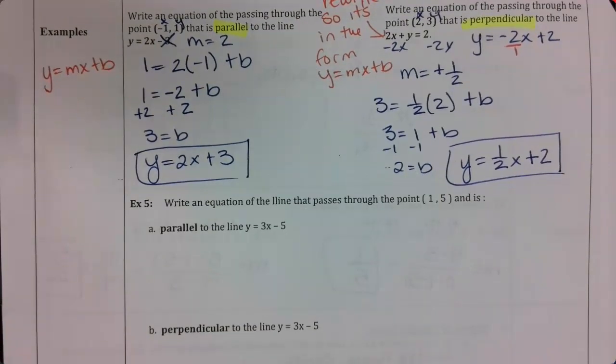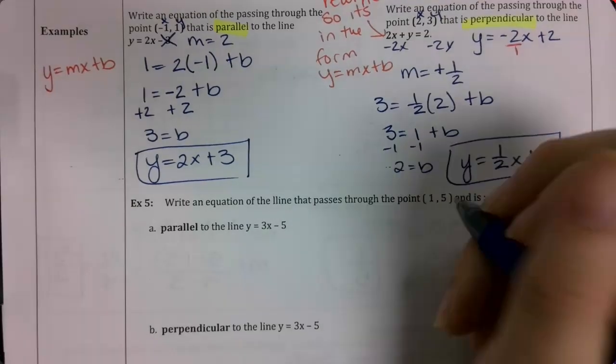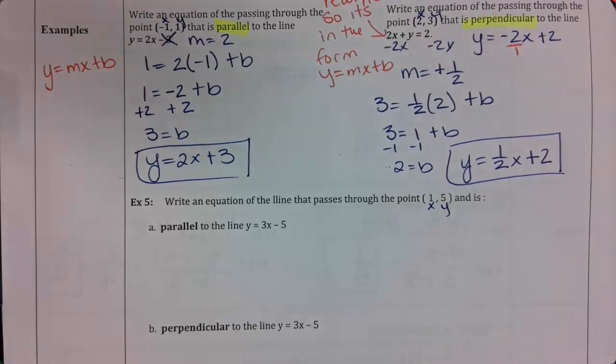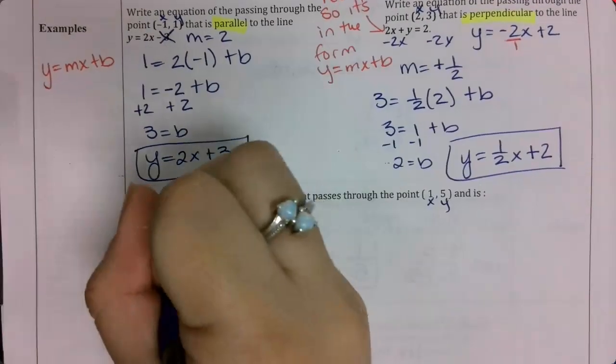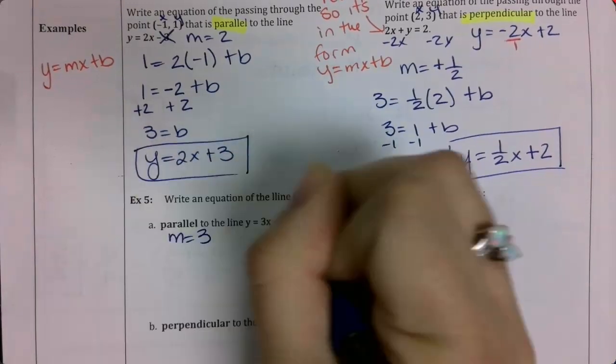Okay. So number 5 says write the equation of the line that passes through the point (1, 5). So that's going to be my x, y. And A is parallel, and then B is perpendicular. So parallel means I'm going to have the same slope. So just m equals 3.